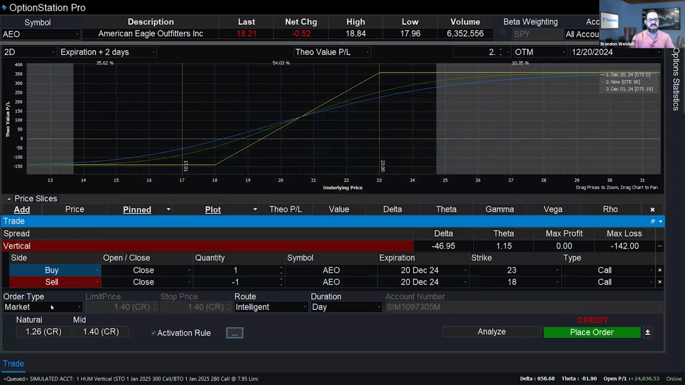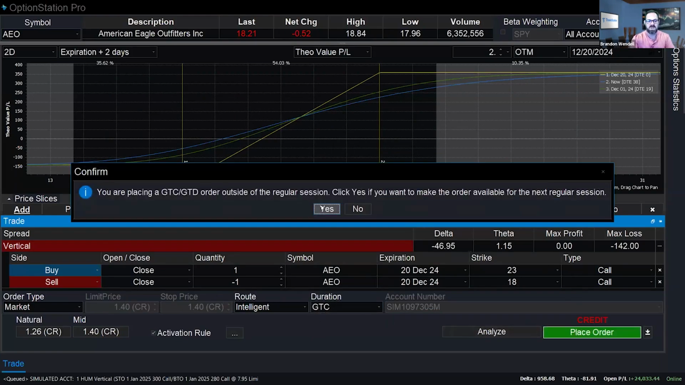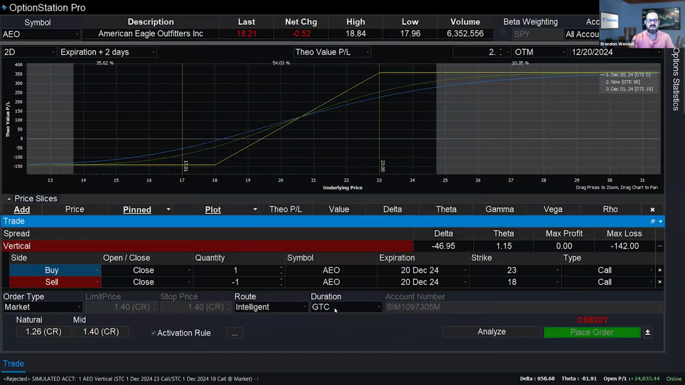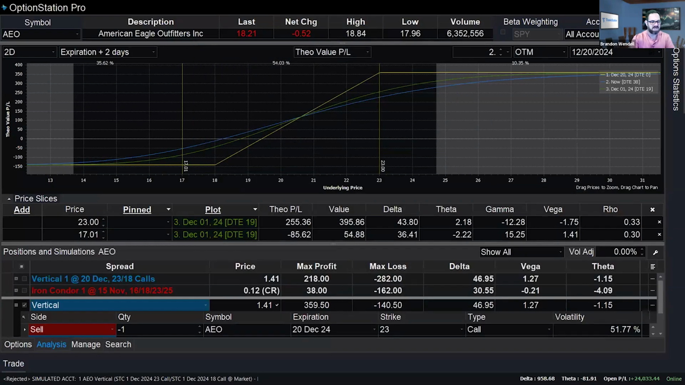Hit OK. Now it's a market order, so I can only do this during regular trading hours, I think. It might let me put it in now. Place order. Let's see. And order rejected. Yep, it was rejected for some reason. I'll have to figure out why. Maybe because of the time of day and stuff.